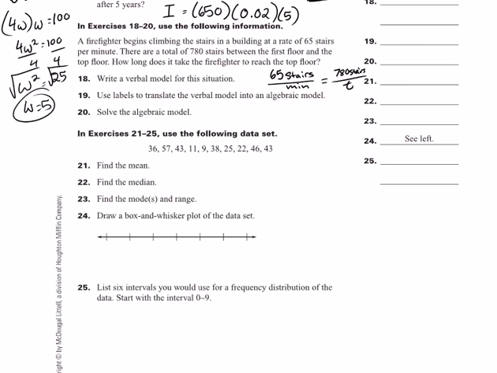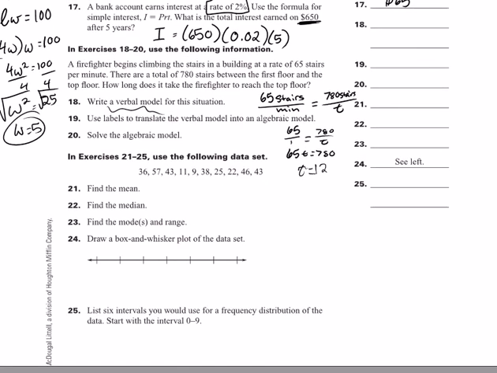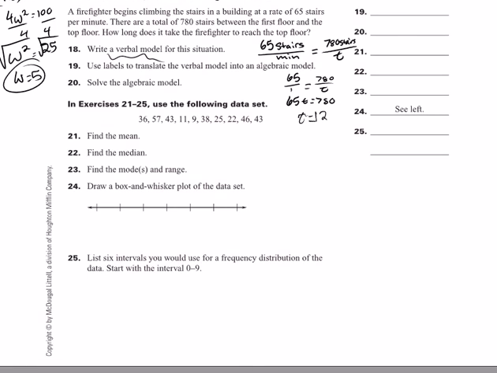Use labels to translate the verbal model into an algebraic model. So the verbal model is really writing it out in words, and then it asks you to solve the algebraic model. So I have 65 over 1 minute, which equals 780 over t. And I'm going to cross multiply here and get 65t equals 780. And when I type that into my calculator, I get t equals 12. So that means it's going to take you 12 minutes. T equals 12 minutes. And if it took me 12 minutes and I'm climbing 65 stairs a minute, I could easily check that by doing 12 times 65, and I get 780 total stairs. And that makes sense.